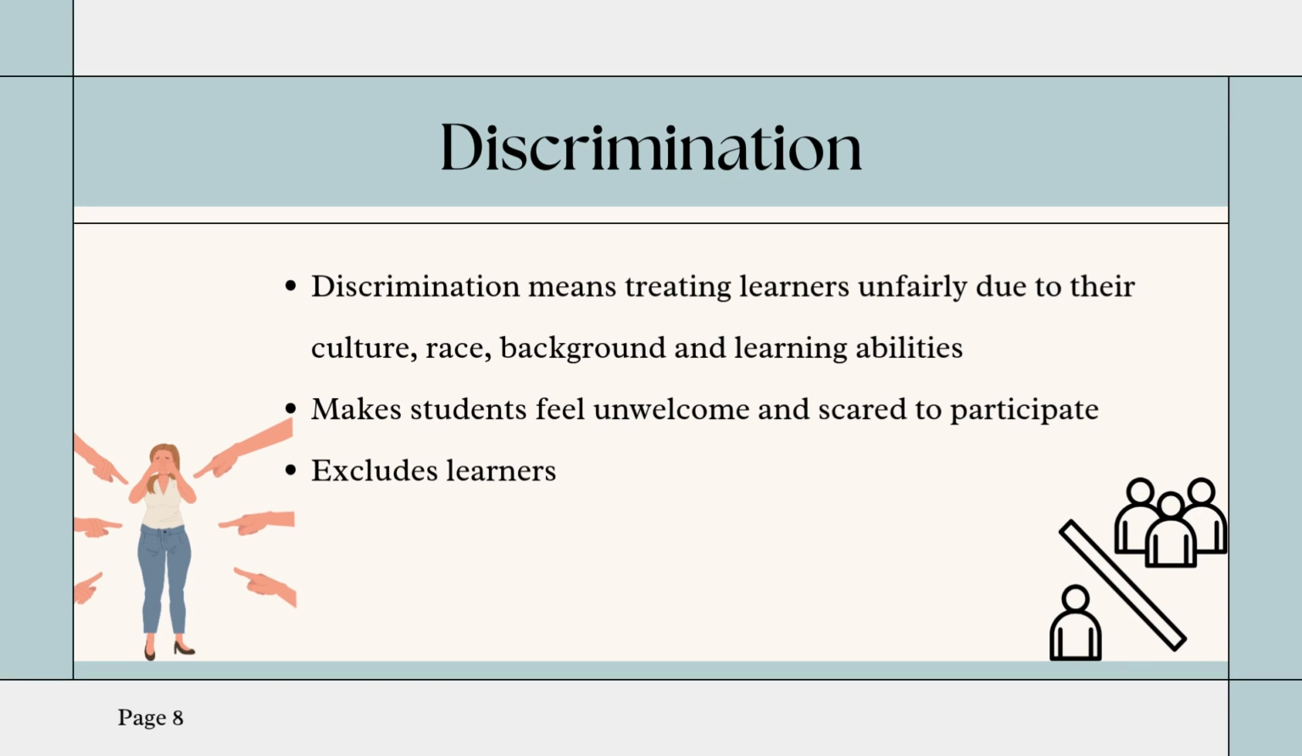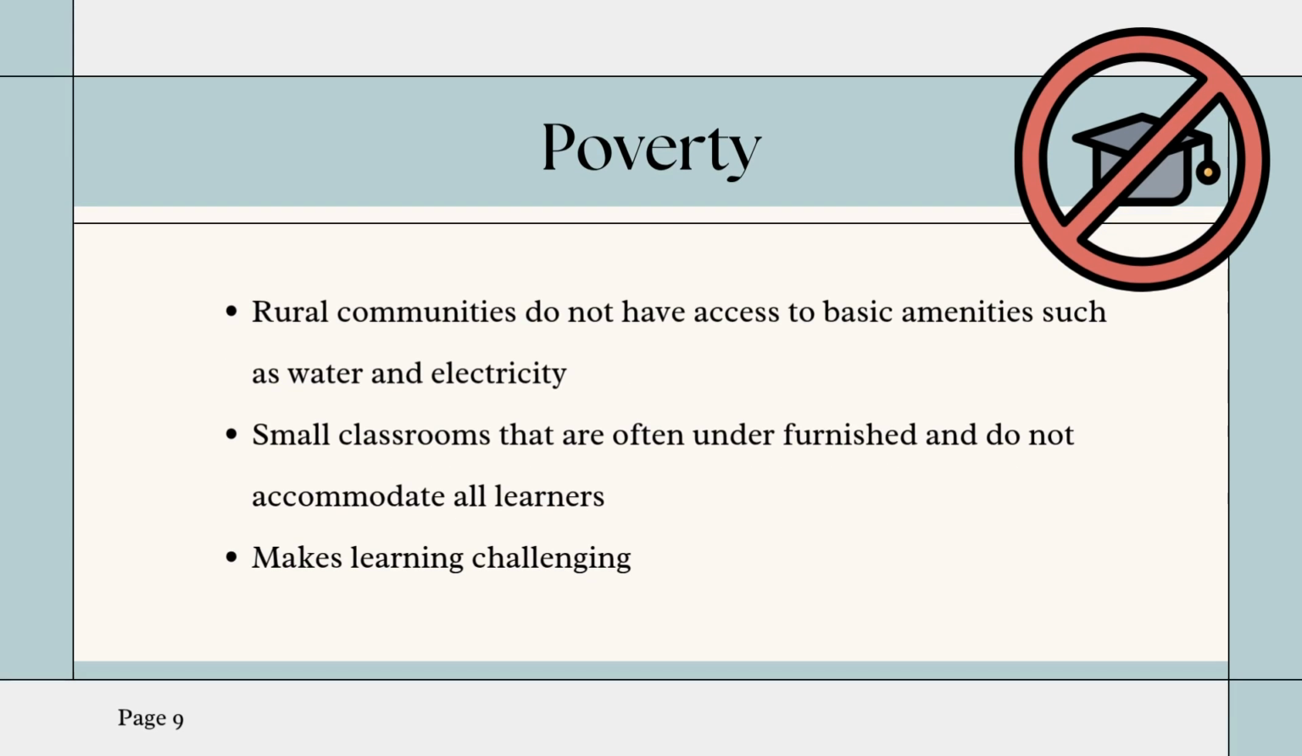Discrimination entails treating learners unfairly due to their cultures, race, backgrounds, and learning abilities. This is done by constantly picking on a learner or not including them in classroom discussions or activities, which in turn makes students feel unwelcome and afraid to participate. Poverty is a massive barrier that hinders inclusive education. Poverty causes overcrowding, a lack of resources such as water and electricity, and results in a challenging learning environment. Poverty excludes learners from different schools as they do not have equal access to opportunities.